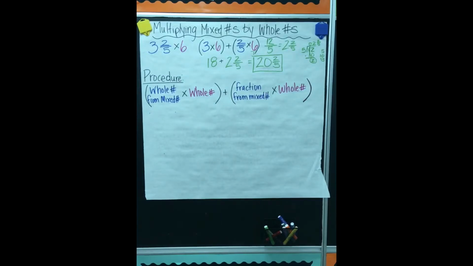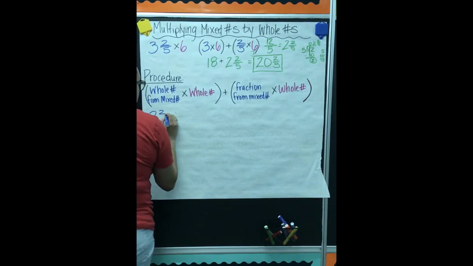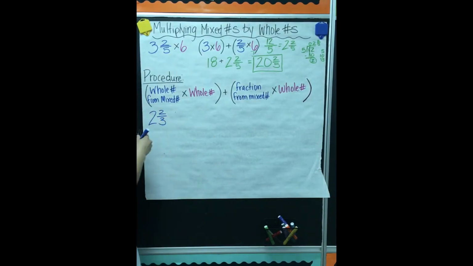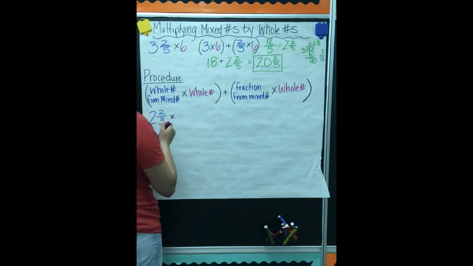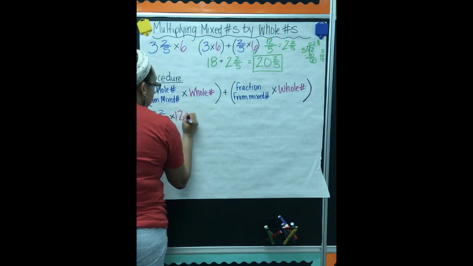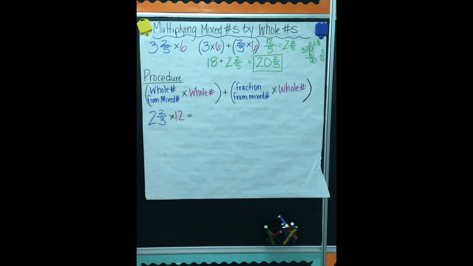We're going to do another problem. This problem is 2 2/3 multiplied by 12. The very first thing we have to do when we see a problem with fractions is we need to observe it. So what do we observe about this problem?